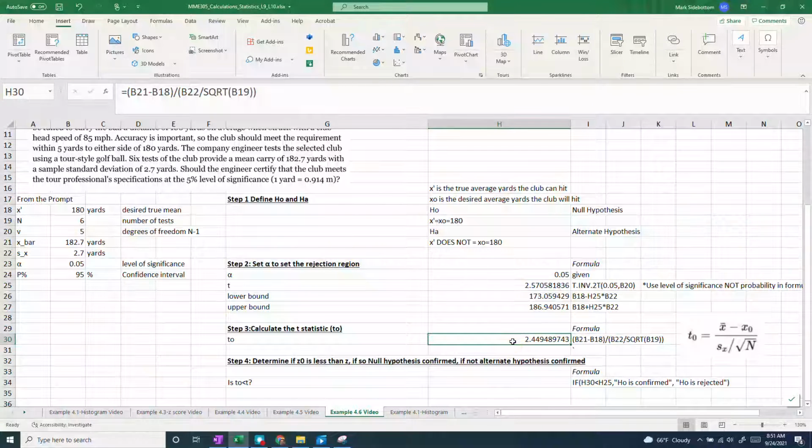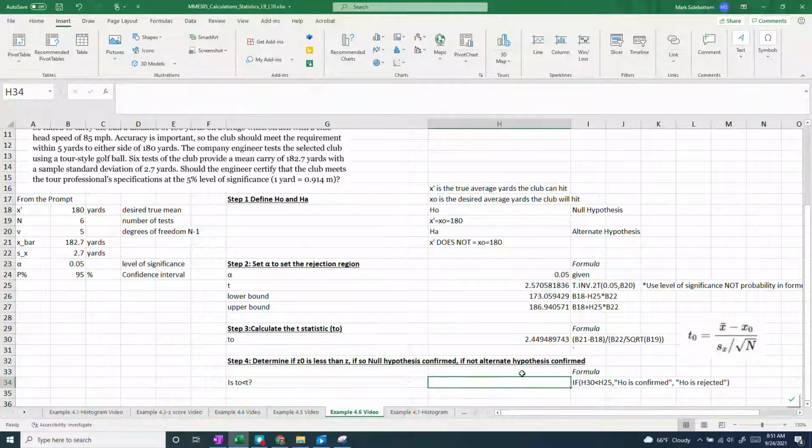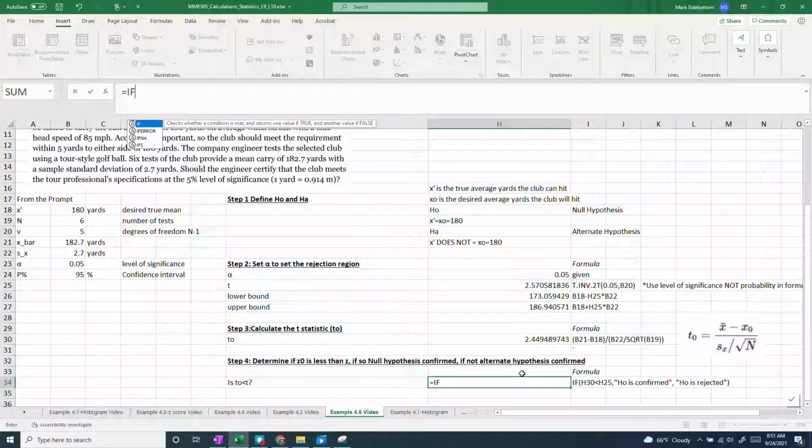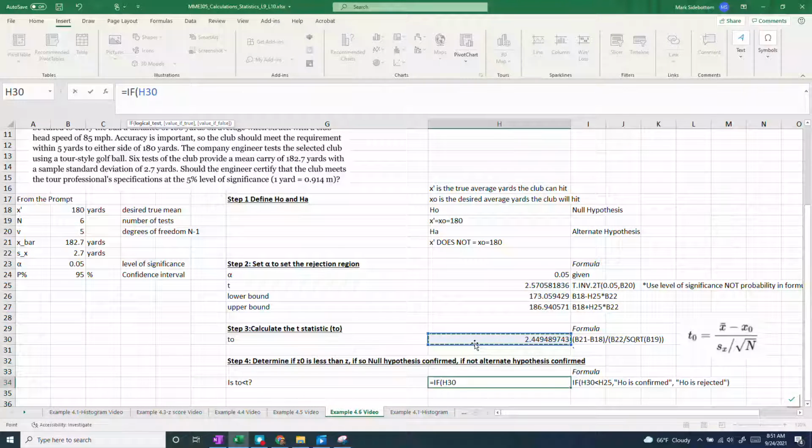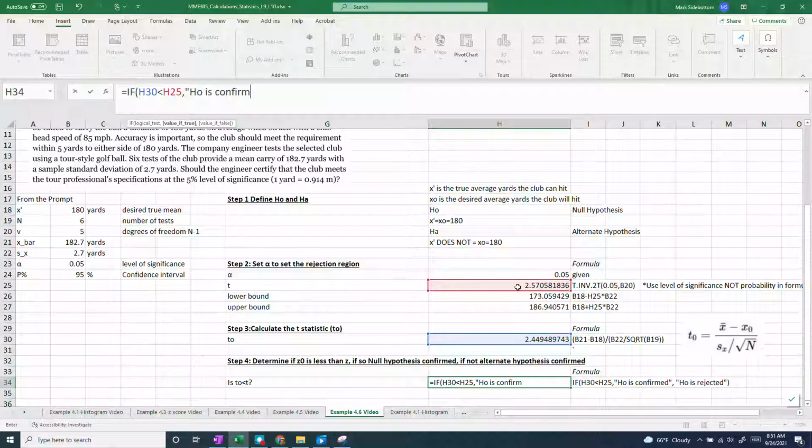The last thing we can do is check to see if t0 is less than t. It's very obvious that t0 is less than t, but if you want to create an automatic spreadsheet where you just plug in a couple numbers and change the inputs to see if the hypothesis is true, you can make a nice if statement: if t0 is less than t, then our null hypothesis is confirmed, and if not, the null hypothesis is rejected.